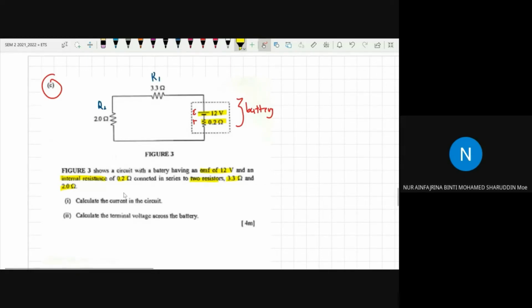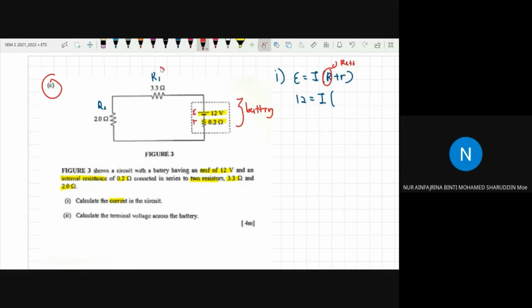So the first question asks us to calculate the current in the circuit. Okay, so what formula should we use to calculate the current in the circuit? Anyone? Kita nak pakai formula apa? EMF equals to I times R plus internal resistance. Very good, Sinji, correct. So the EMF is 12 volt and we are looking for the current. Okay, now for the resistance, we need to look for the effective resistance first.